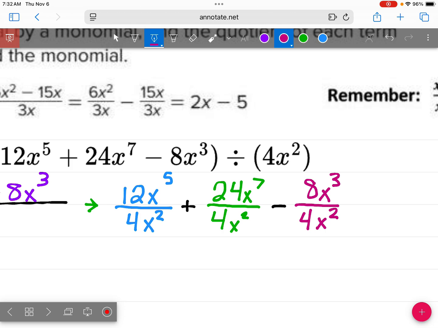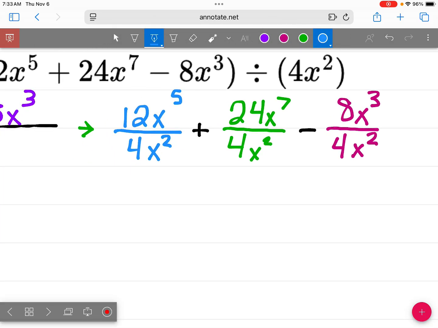Okay, because now we're just going to zoom in and look at one fraction at a time. Look at this one, 12x to the 5th over 4x squared. I want to simplify that. How can I simplify that? What is 12 divided by 4? Right. Even just looking at those numbers, 12 divided by 4 gives us a 3, and I can simplify that bit. What's going to happen with x to the 5th over x squared?